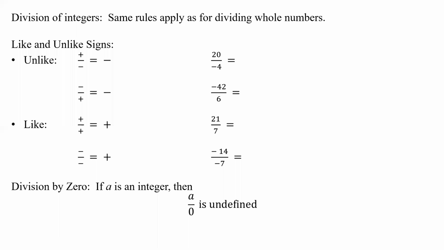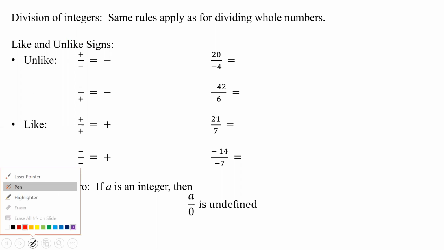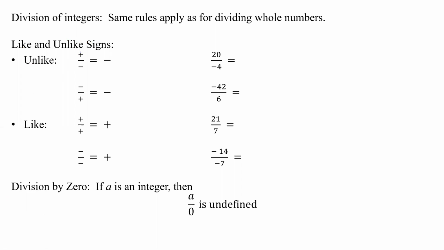Okay, so this next part is on division of integers. Here the same rules apply as for dividing whole numbers, except now we have some negatives. The key difference is we have the like and unlike signs. It's going to be similar to our multiplication, where this time a positive divided by a negative gives us a negative.